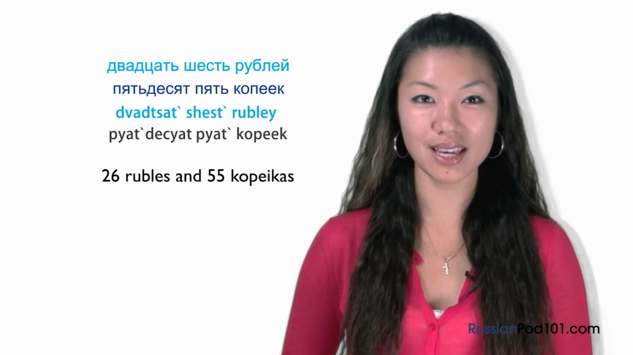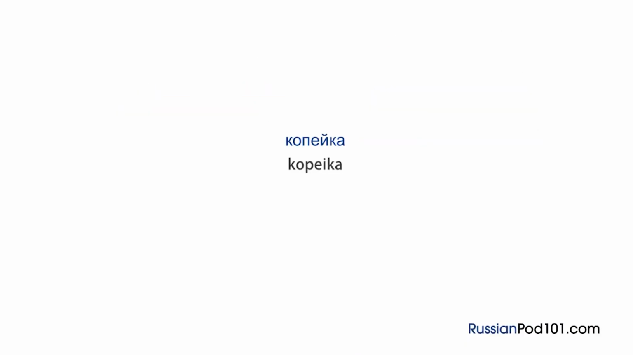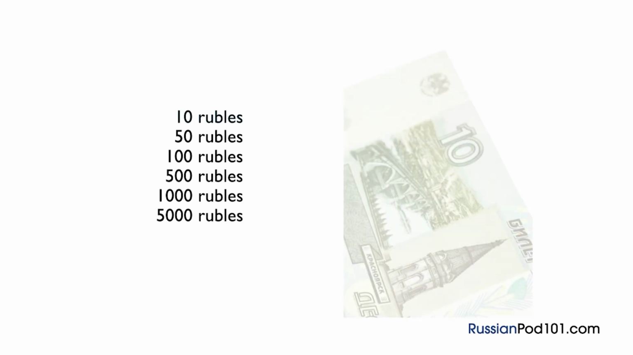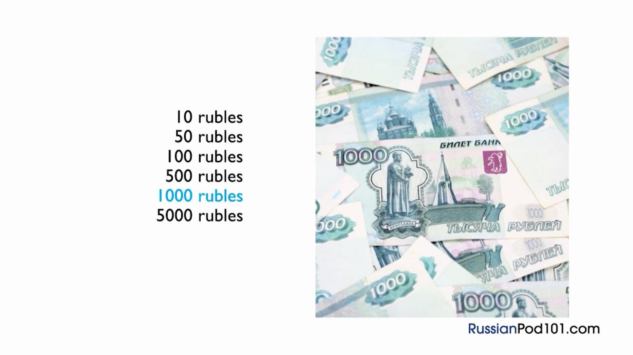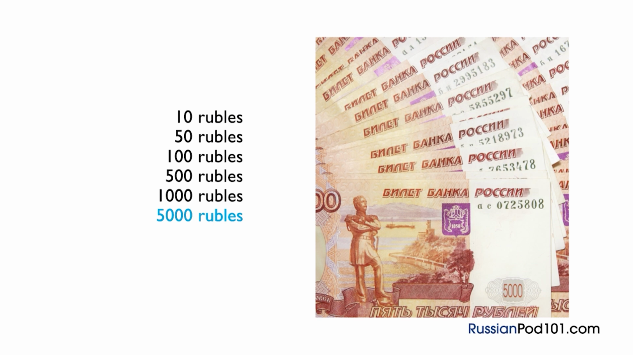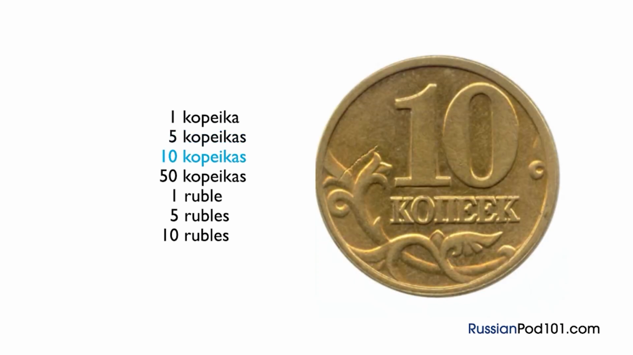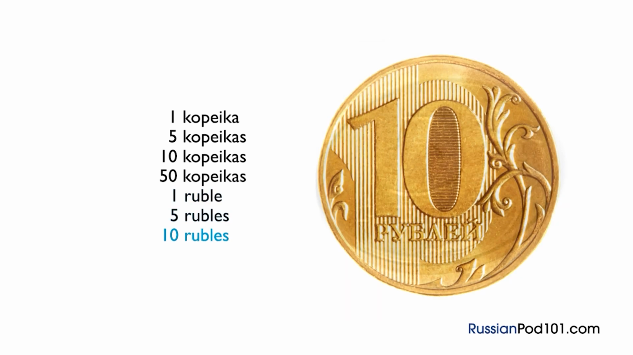26 рублей 55 копеек. Kopeyka is the equivalent to American cent. 1 kopeyka is the minimal denomination in Russian currency. 100 kopeykas equals 1 ruble. Currently, Russia has 6 types of banknotes: 10 rubles, 50 rubles, 100 rubles, 500 rubles, 1000 rubles, and 5000 rubles. And 7 types of coins: 1 kopeyka, 5 kopeykas, 10 kopeykas, 50 kopeykas, 1 ruble, 5 rubles, 10 rubles.